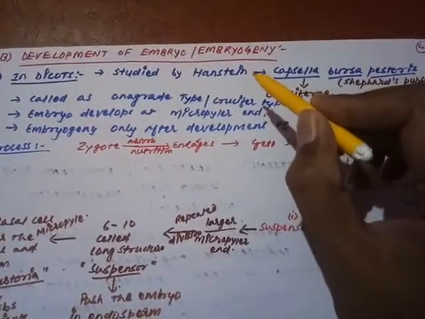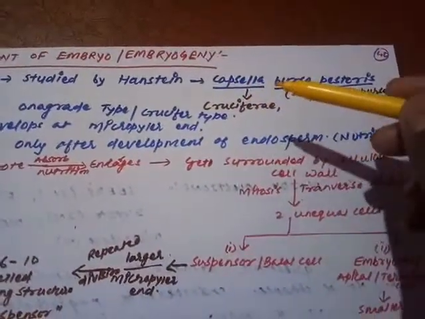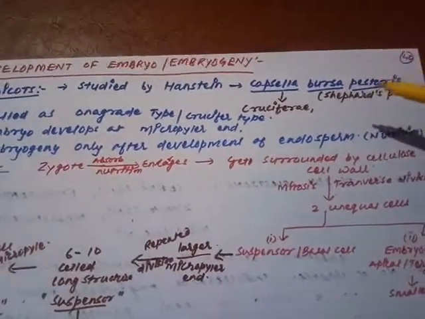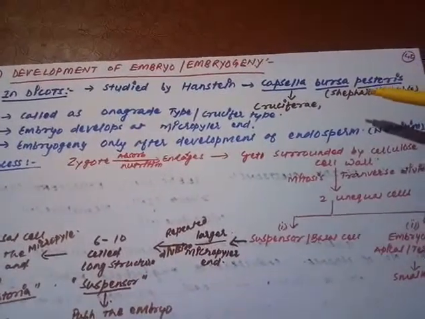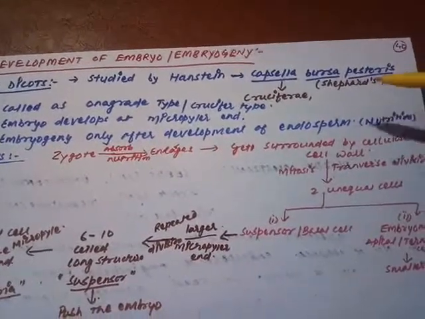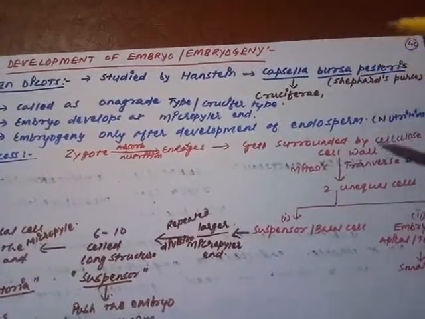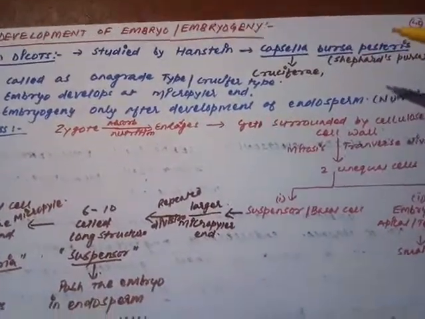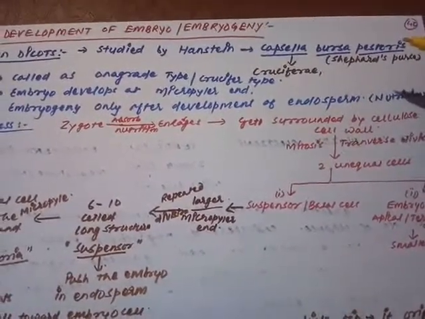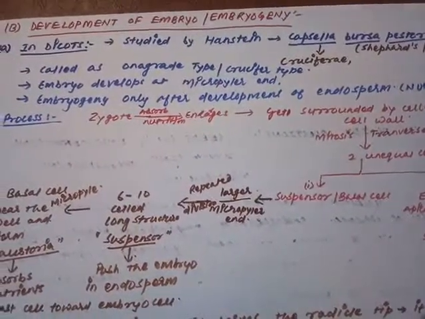The development of the dicot embryo was studied by Hanstein in Capsella bursa-pastoris. Commonly this is called shepherd's purse, and Capsella bursa-pastoris belongs to the Cruciferae family. Are you getting my point? Who has studied it first? Hanstein studied it first in Capsella bursa-pastoris, that is shepherd's purse, and the plant belongs to the Cruciferae family.